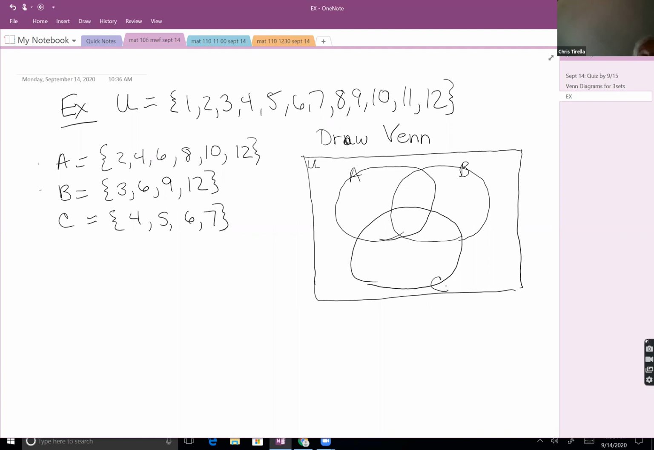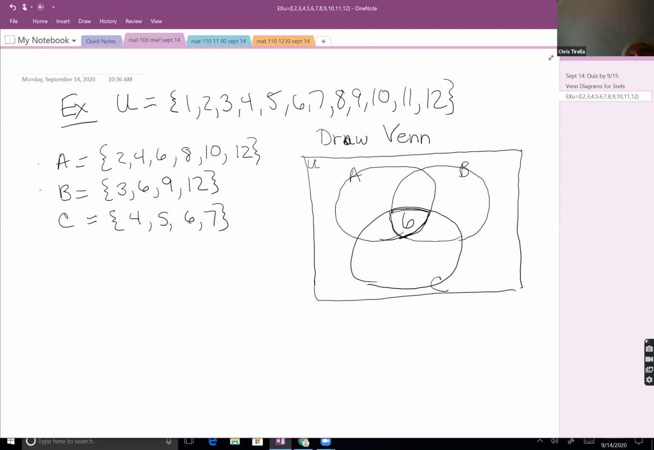Instead, to fill in a Venn diagram, we're going to start in the middle, with what's common to all three of them. A is 2, 4, 6, 8, 10, 12. B is 3, 6, 9, 12. C is 4, 5, 6, 7. Is there anything that's shared by all 3 sets? 6. So we'll put 6 in there.